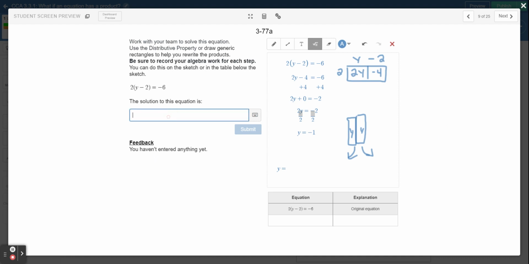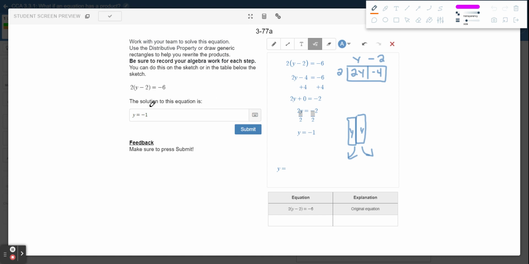So then I go over here, I try this out. And that's a pretty good sign when it says submit. So then you're going to want to think about running through the check. We're going to want to put -1 back into the equation and find out what happens.